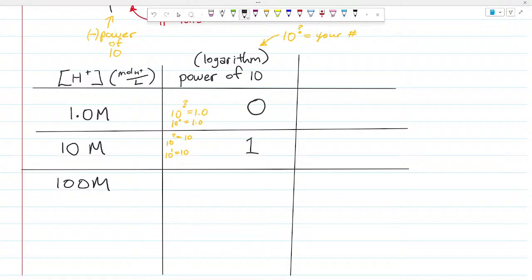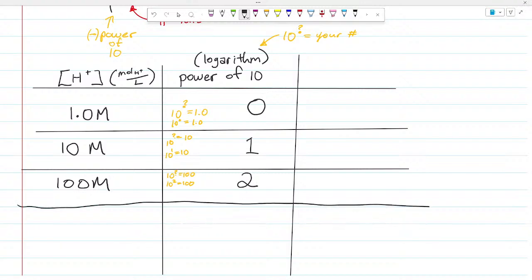What if instead of being 10 molar, we wanted to make 100 molar acid? This would be, I don't even think you can make 100 molar acid. Maybe you can, I don't know. That would be very concentrated. You'd have to do some serious work to get that dissolved. 10 to what exponent would make 100? 10 to the exponent 2 equals 100, right? So when we take the logarithm of 100, we get 2.